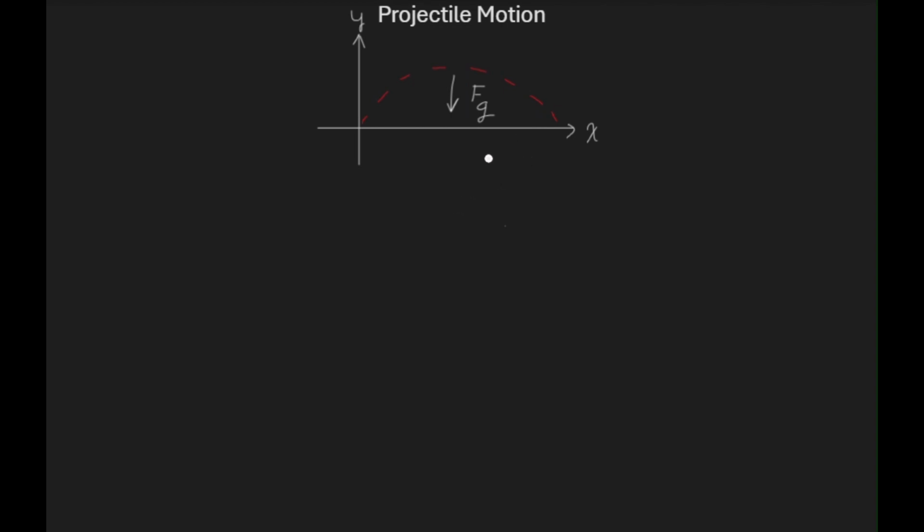We analyze projectile motion by breaking it down into two independent components, the x component and the y component, or the horizontal component and the vertical component. These happen simultaneously but are treated separately.